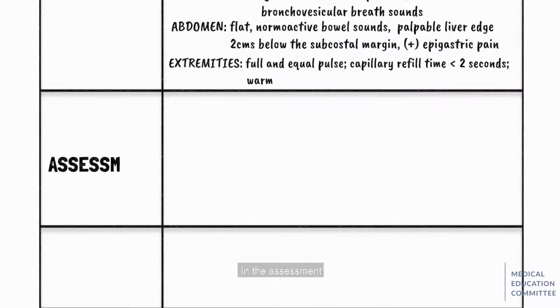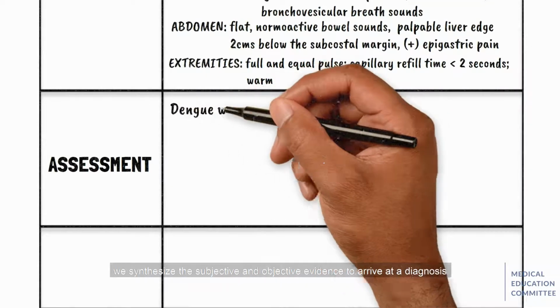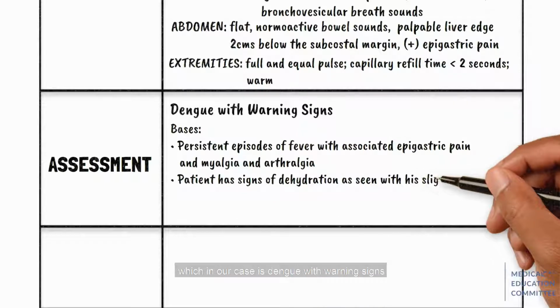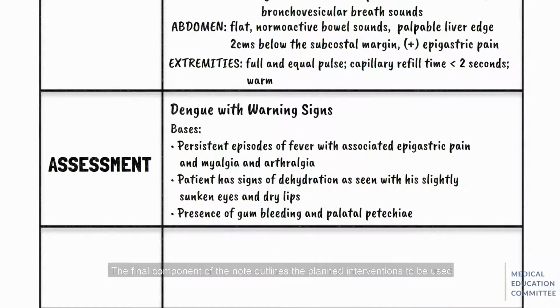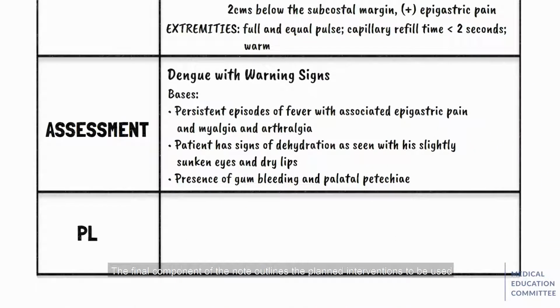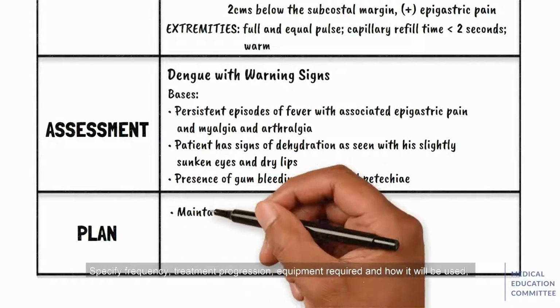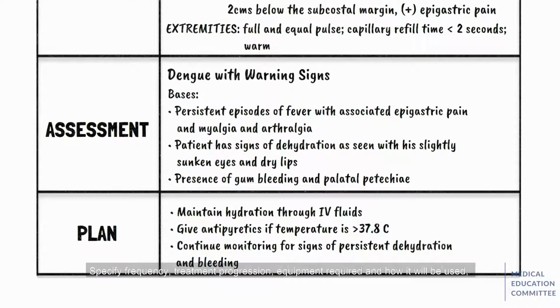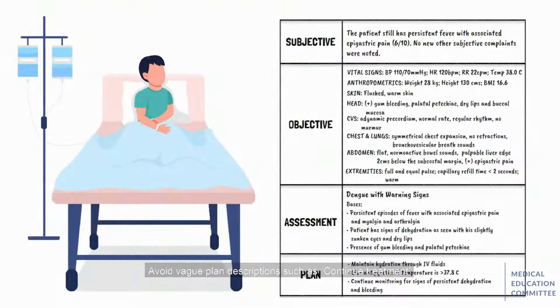In the assessment, we synthesize the subjective and objective evidence to arrive at a diagnosis, which in our case is dengue with warning signs. The final component of the note outlines the planned interventions to be used. Specify frequency, treatment progression, equipment required and how it will be used, education strategies, and referrals if needed. Avoid vague plan descriptions such as continue treatment.